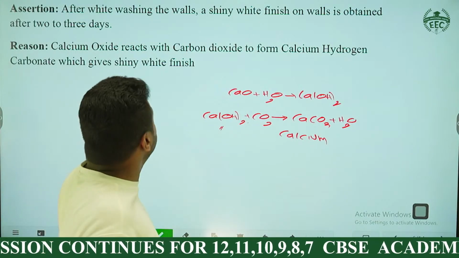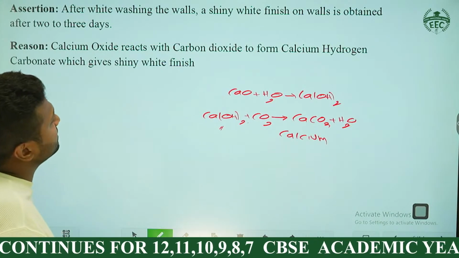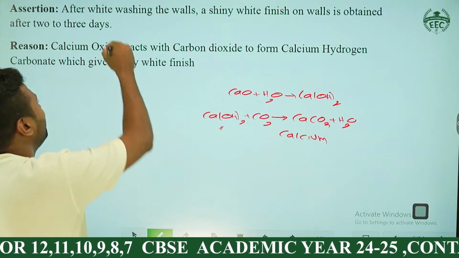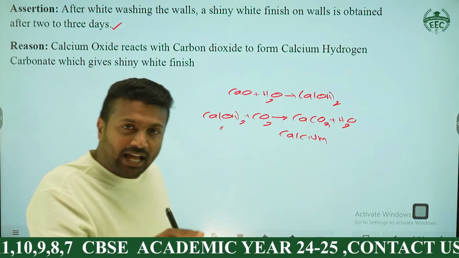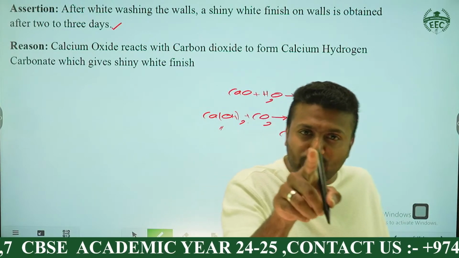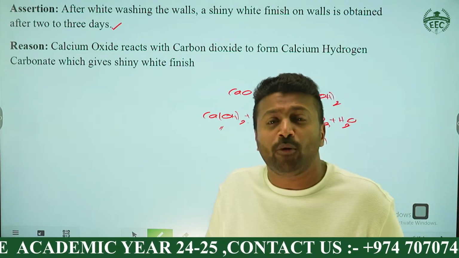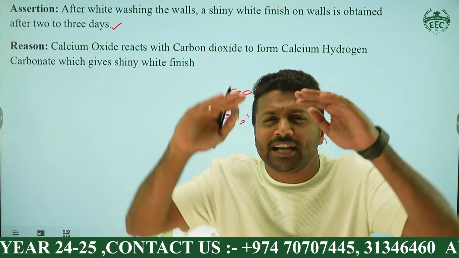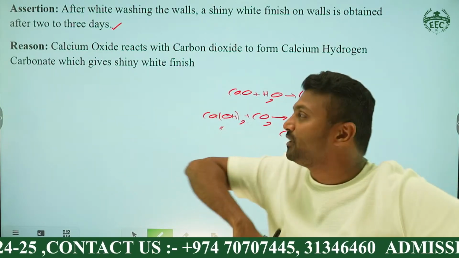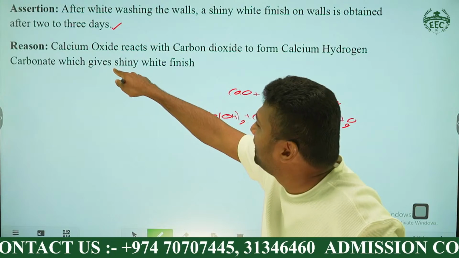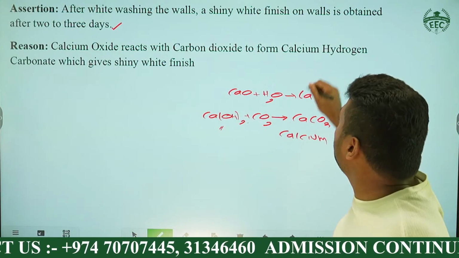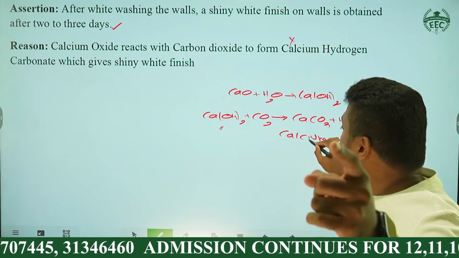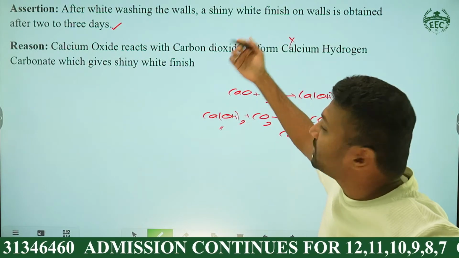So I can say the assertion, after whitewashing the walls a shiny white finish is obtained, is correct, because we are using calcium hydroxide, called slaked lime, which on application to the wall gradually reacts with carbon dioxide, forming calcium carbonate. This calcium carbonate formed after 2 to 3 days provides a shiny smooth surface. The reason, calcium oxide reacting with carbon dioxide to form calcium hydrogen carbonate, is wrong because it is calcium carbonate. So assertion true, reason false.